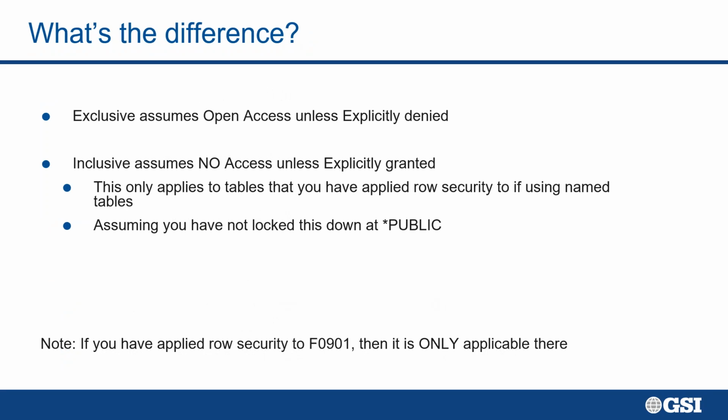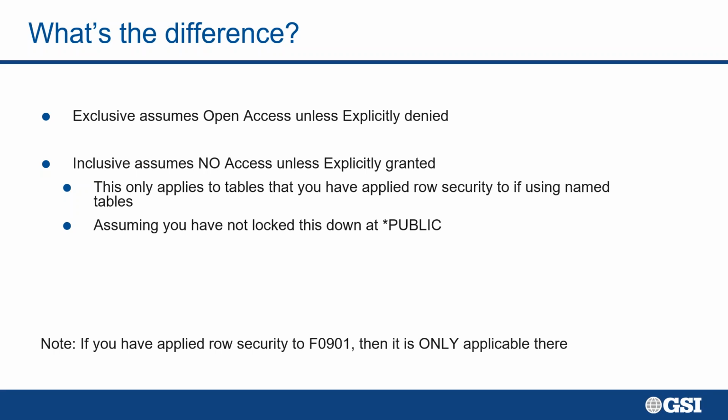All right, so what's the difference? Exclusive assumes open access unless explicitly denied. We've mentioned that. Inclusive, on the adverse, assumes no access. This only applies to tables that you have applied row security to if using named tables, and assuming that you have not locked it down as star public. We'll get to that in a minute because there are ways to do that.